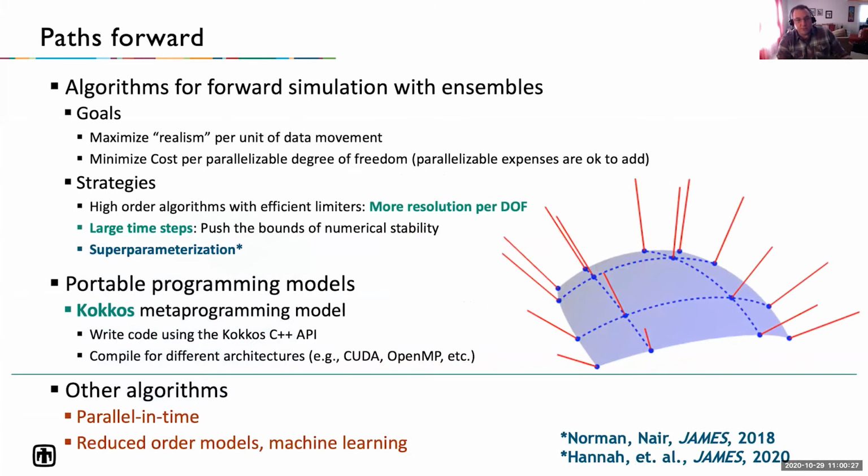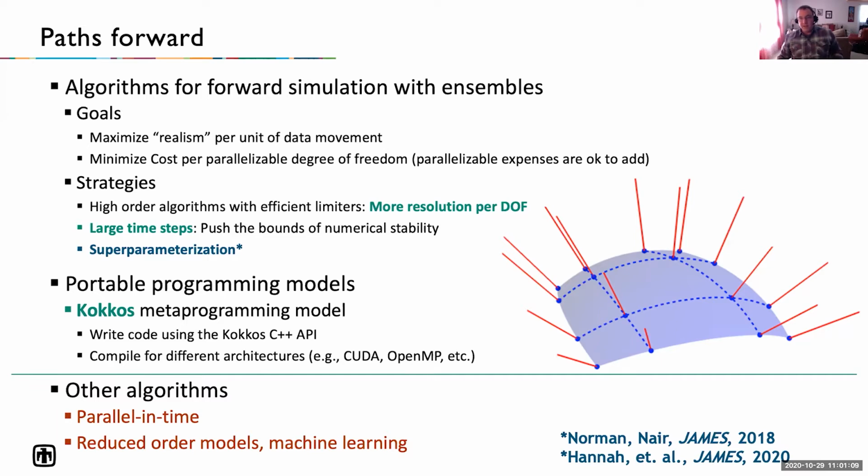So this brings us to paths forward, and we need algorithms that are insensitive to that association between spatial resolution and time step. So really what we want to do is maximize the realism in some quantifiable way per unit of data movement, because what makes all those computational operations inefficient is because we have communications required between the nodes, and that movement of data is what takes the longest in a parallel computing environment. So we want to minimize the cost per parallelizable degree of freedom.